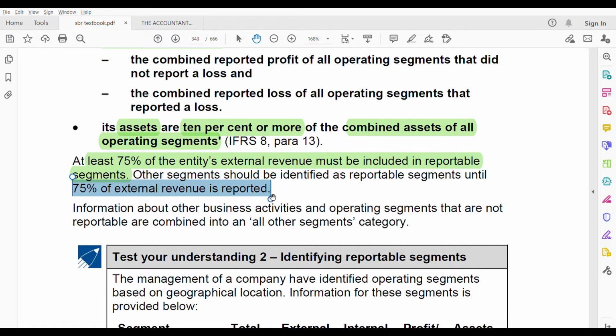Understood? So, information about other business activities and operating segments that are not reportable. Okay. What about the operating segments that are not reportable? Not every operating segment is reportable. If it is not reportable, it is combined into the all other segments category. That means they are not disclosed separately. All together they are put under one category. It is known as all other segments because they are not reportable.